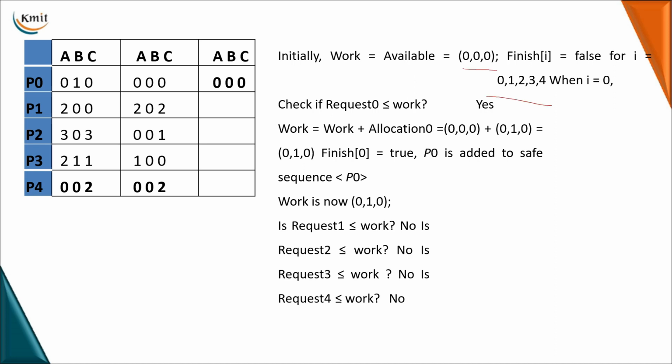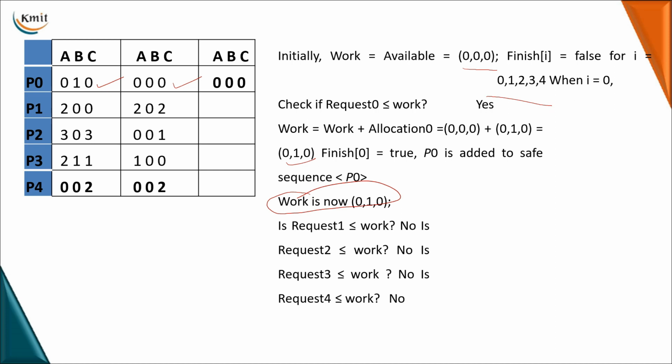So you start with request of 0, which is 0 less than or equal to work, yes, and you update your allocation work accordingly. 000 plus what is the allocation here? These two values are summed up and you get a value of 010. Now your current work is 010. So again go for P1.